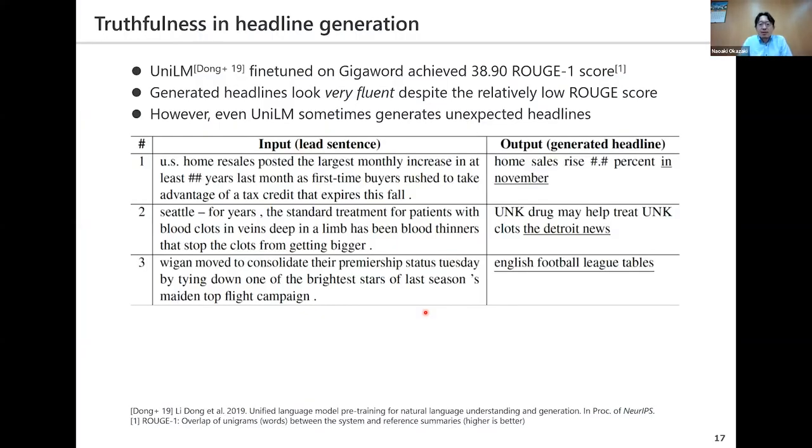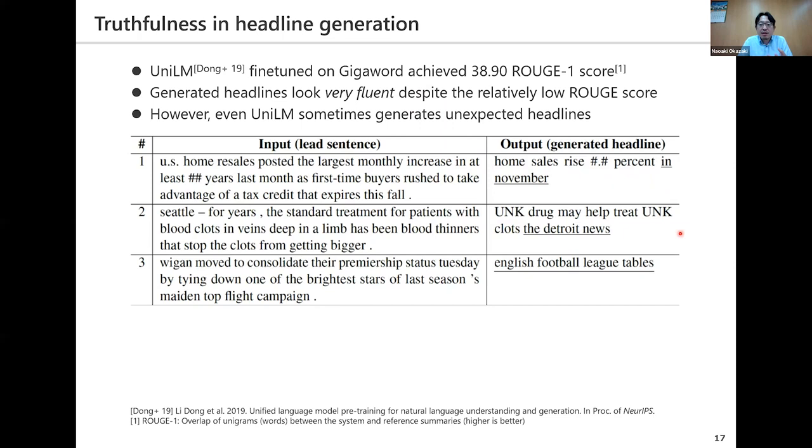And this slide shows examples of headlines generated by UniLM, which was the state-of-the-art model for headline generation. This model achieved 38.9 Rouge score, which is still close to the current state-of-the-art performance. As you can see, the generated headlines are very fluent despite the relatively low Rouge score.